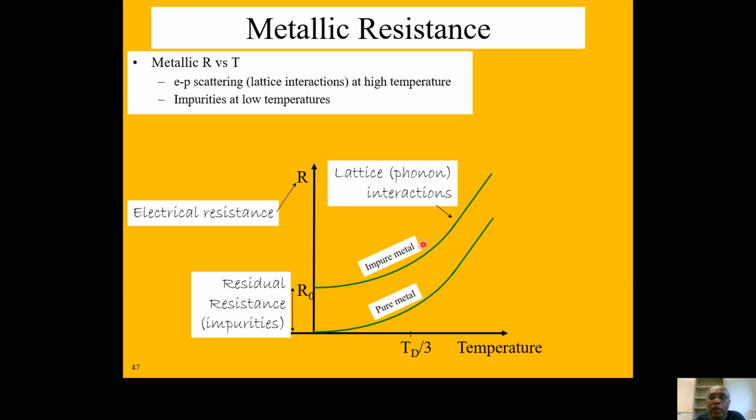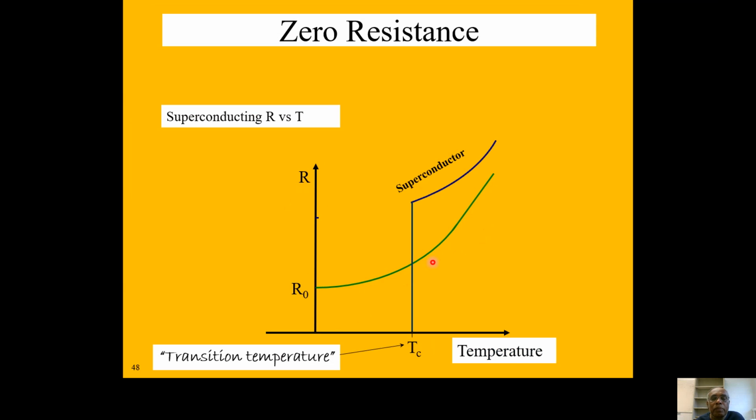But if you take an impure metal, it still shows that high temperature linear behavior, then becoming T^5 or T squared dependence, but it doesn't go to zero resistance at zero temperature. That's because you always have some residual resistance because of the impurities. That can be magnetic impurities or some other impurity. That is typically what you expect from a simple metal. But if we have a superconductor, then at this Tc the resistance immediately goes to zero. We call this the critical temperature.